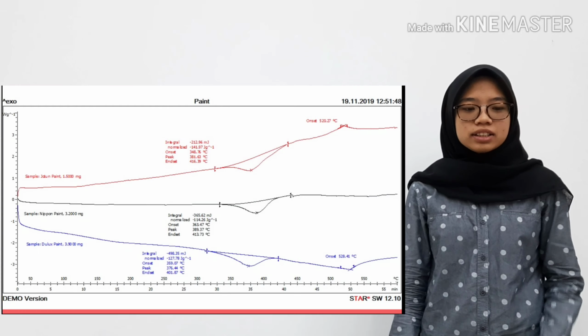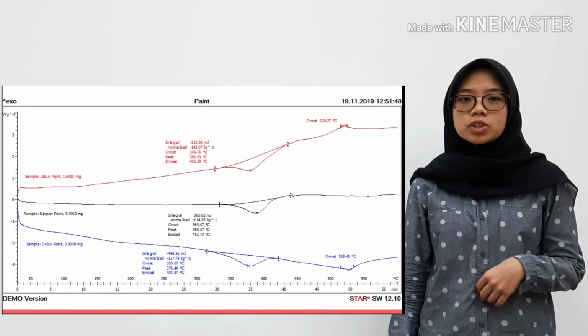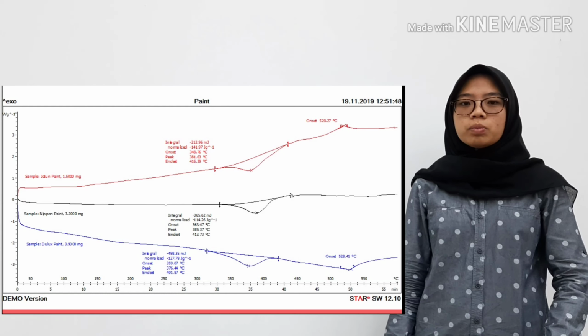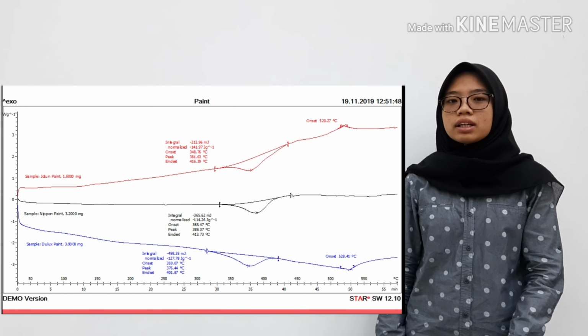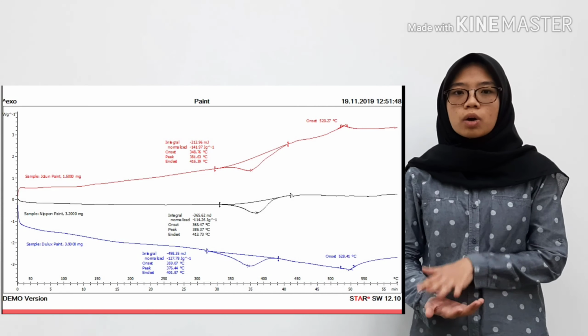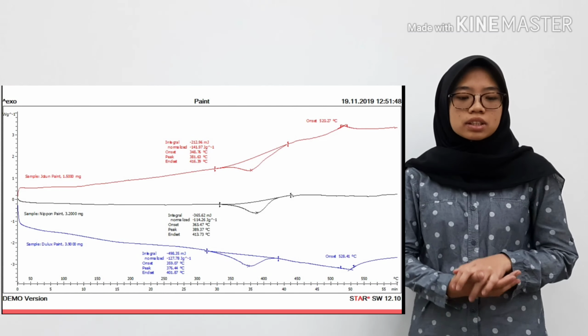Next, for the discussion part of the DSC, this is the figure that we get from the instrument for Jordan paint, Nippon and Deluxe. We use indium as the reference. It is a chemically and mechanically stable metal. Next, the reference temperature for our sample, acrylic emulsion, is 345 degrees Celsius.